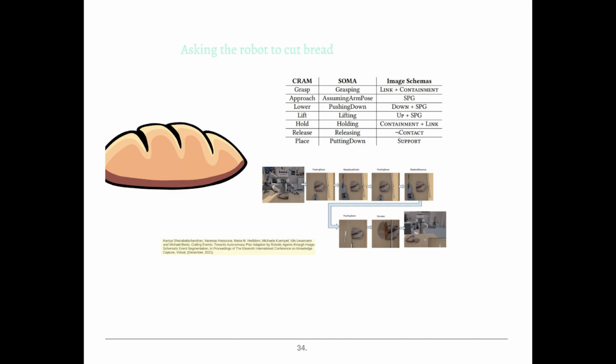We basically asked, is there a way to use these image schematic notions within the EASE framework, right? So we started looking at the notion of cutting bread, and we wanted to see, is it possible to translate some of these image schematic event segments into CRAM action plans and the descriptions that we have in SOMA. And it turns out that there's a lot of these things already embedded into this, right? With slightly more specific purposes for everything, right? And we started to put this in practice, right?